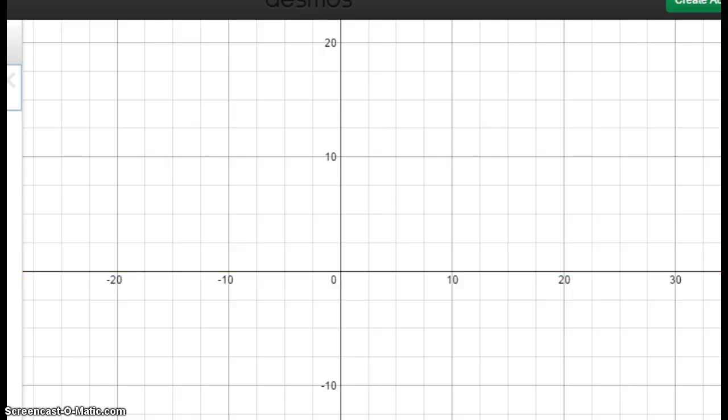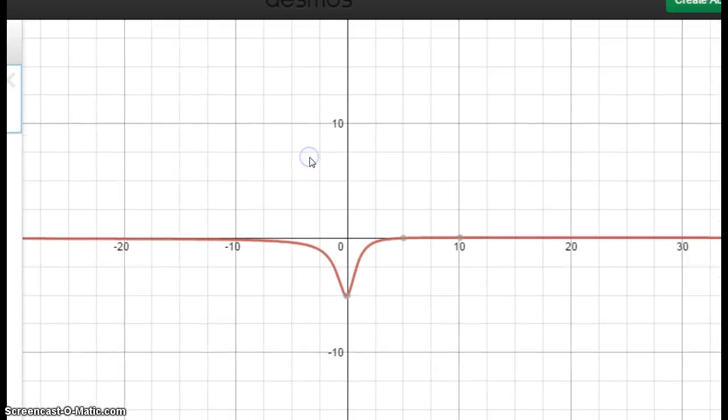Let's type in our second graph. According to our conclusion, we should not have any point of discontinuity. Okay, although this graph looks a little weird, there's no hole and no vertical asymptote. So that kind of confirms our conclusion. Let's look at the last one.